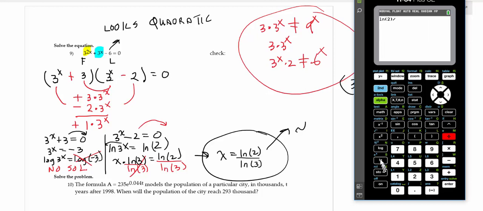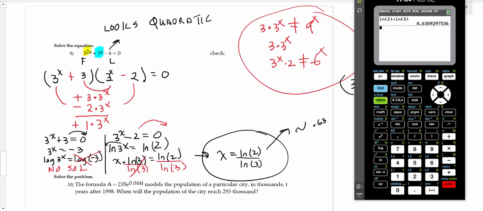Just to be sure, can you use the log as well? Yeah, it'll give the same answer. So if I did like log 2 over log 3 on the calculator, I'd still get that same answer. So that's really up to you. What you're going to find in calculus, you're going to almost always use ln. That's going to be kind of standard. So I'll just round that off.